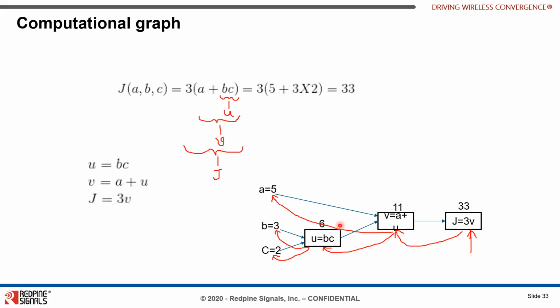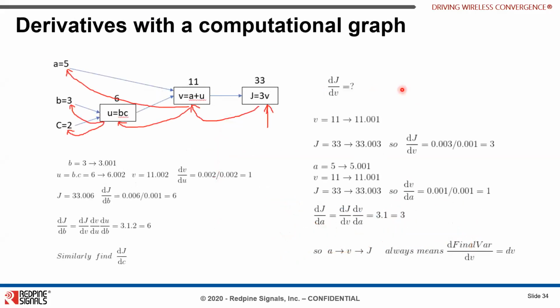So this is what a computational graph is. Now let's see how we find the derivatives with a computational graph. Then we'll see the back propagation. It's very interesting.